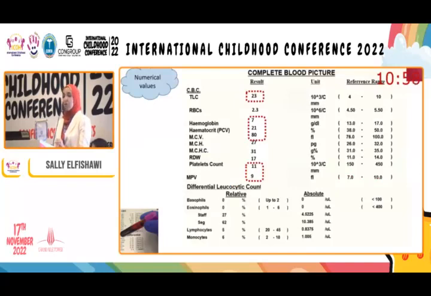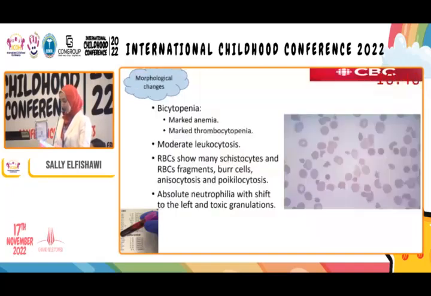We will look at the 3 lineages. TLC was 23, and as for the RBCs, the hemoglobin was 7, and the MCV is normal. As for the platelet count, there was marked thrombocytopenia. We looked at the numerical values.